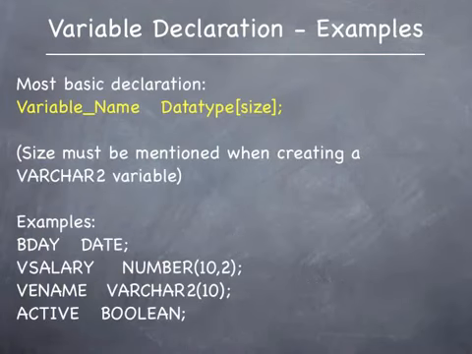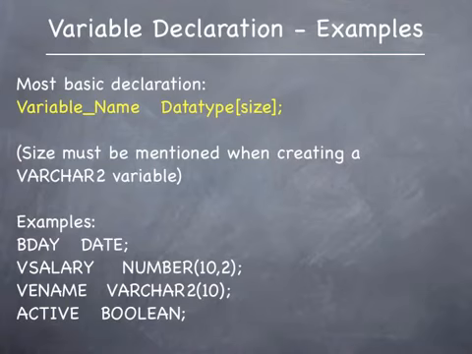When you declare a variable in the declaration section, the name of the variable and its data type are mandatory. The name can be any name of your choice. You can specify one or more spaces followed by the data type and an optional size. The size is mandatory for a varchar2 variable.